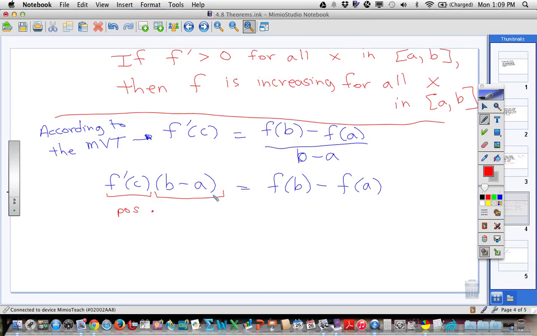What can you tell me about b minus a? Well, it's the endpoints. Why does b minus a have to be positive? Because b is the right endpoint.